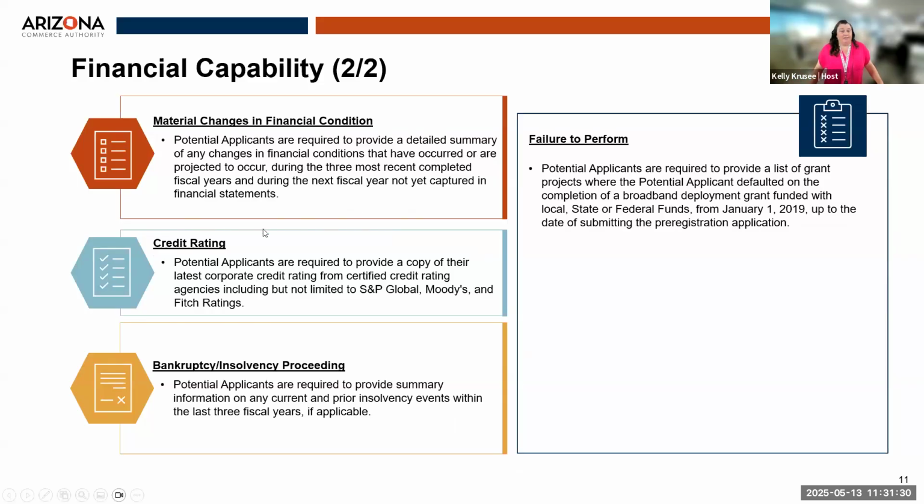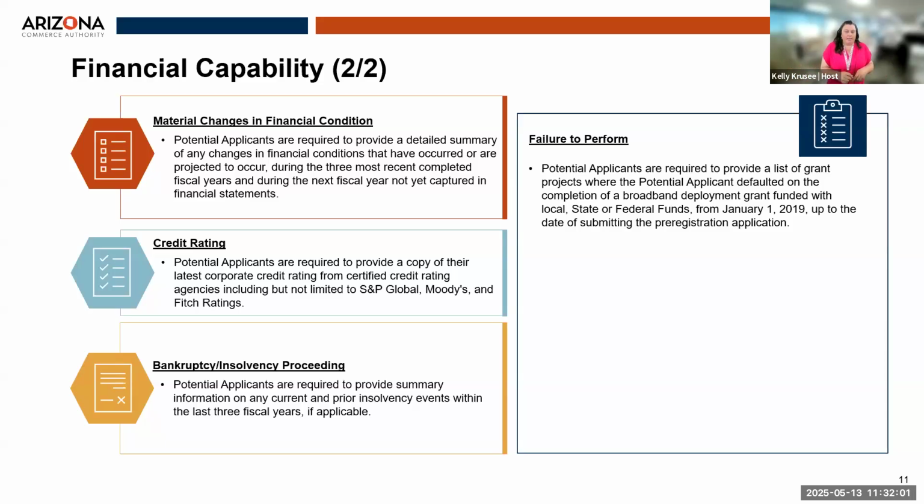All right, the second slide of the financial capability. So material changes in financial condition. So here again, a lot of this is either certifying, the checkbox certifying, or providing a narrative. And this is where you can provide details and explanation to answer these questions. So the material changes, here we're looking for any changes in financial conditions that have happened in the past 3 years or are predicted to happen in the future.